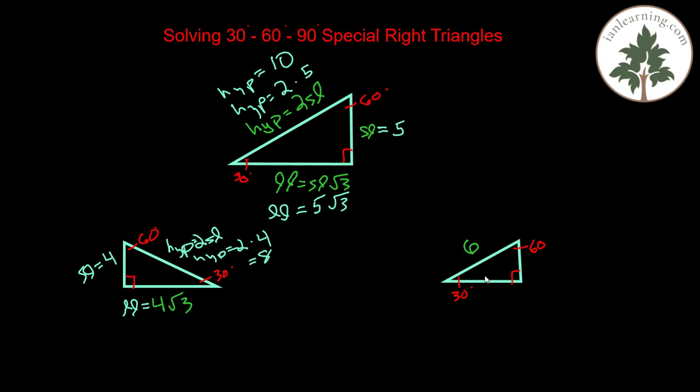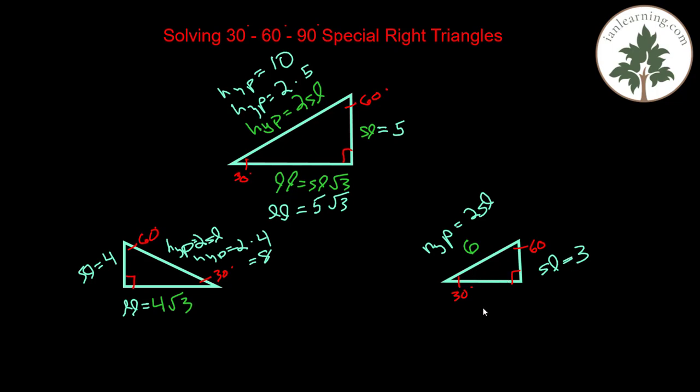Okay, let's do our last example. Here we're given the hypotenuse. And we know that the hypotenuse equals 2 times the short leg. So, 2 times the short leg, what times 2 is 6, right? If the hypotenuse equals 6, the short leg, which is directly across from the 30-degree angle, must be 3, right? 2 times 3 is 6. So just divide the hypotenuse by 2. That'll give you this number.